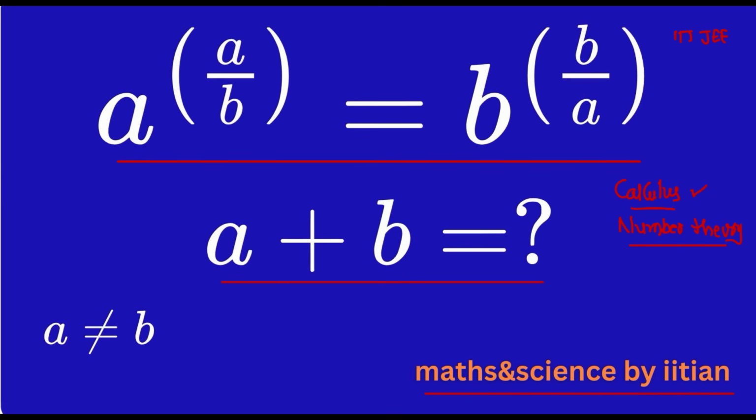What we have to solve? We have to find out a and b such that a to the power of a by b is equal to b to the power of b by a and a is not equal to b. Once we find out a and b, then we can find out a plus b easily. It's an exponential equation including logarithmic equations, and we will be using calculus method for it. We'll go into the details.